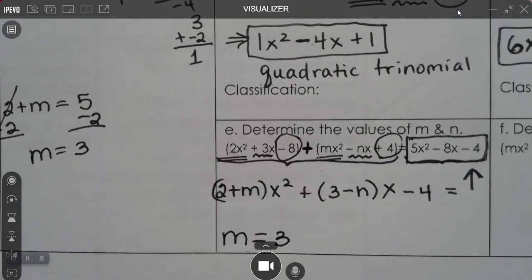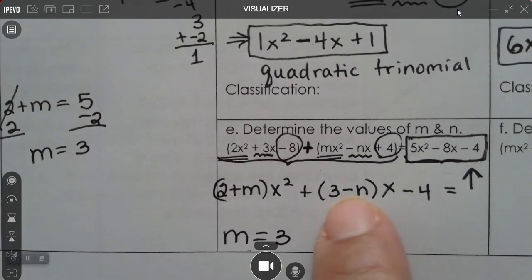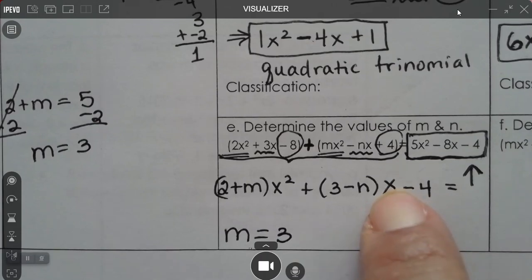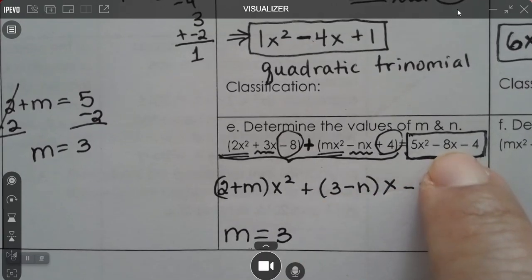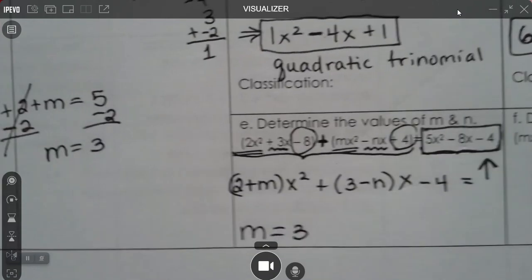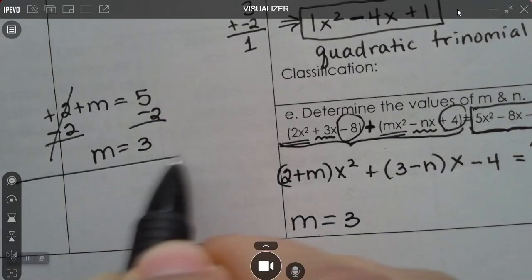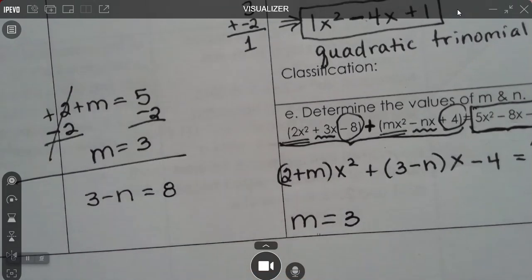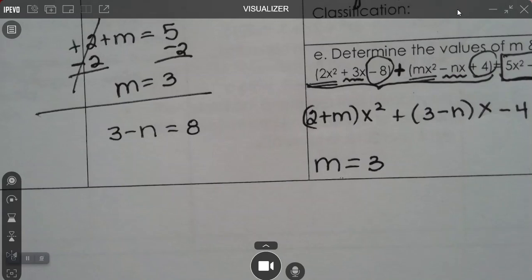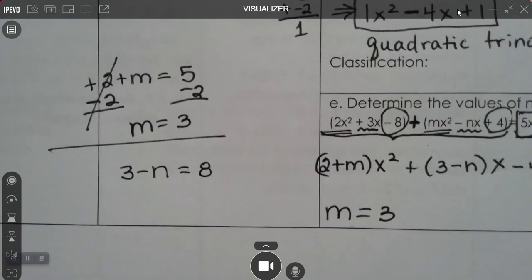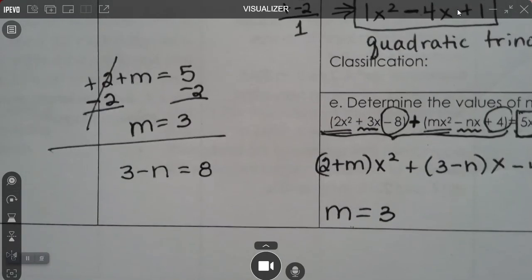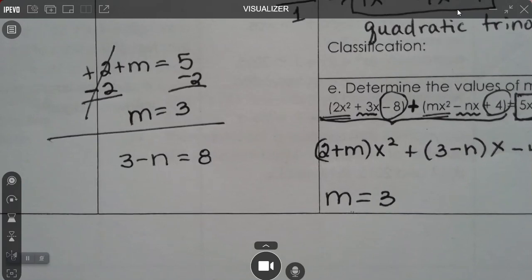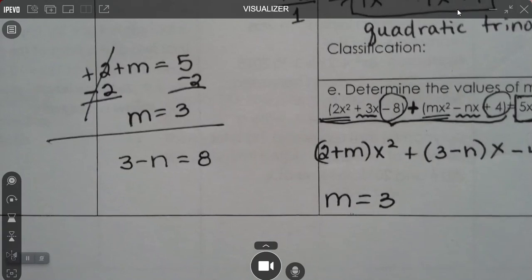Now for the n, this is the one that comes with a single x. So this has to be equal to the negative 8, correct? So 3 minus n has to be equal to 8. So this is like going back to basics, basics, basics. So you're like, man, this is so easy now. But remember how much we were crying back then?